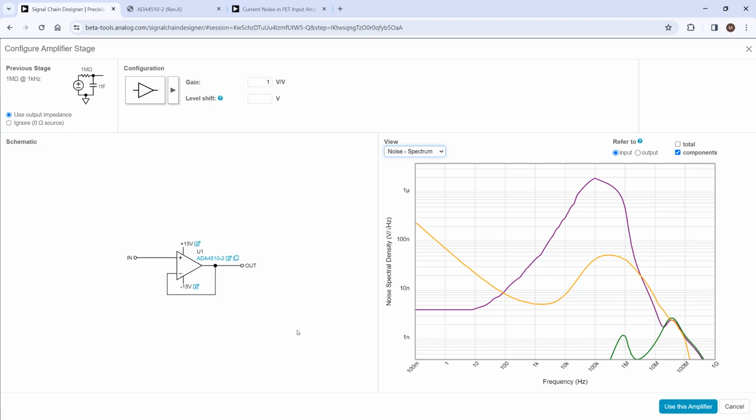Okay, so that's the story on current noise of FET amplifiers. This effect does not affect BJT amplifiers, only CMOS and JFET input amplifiers.